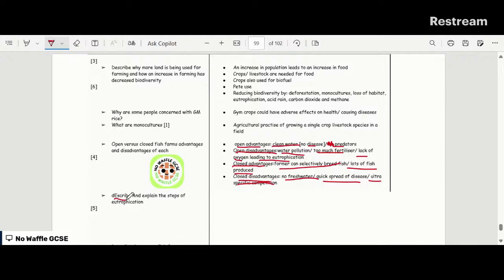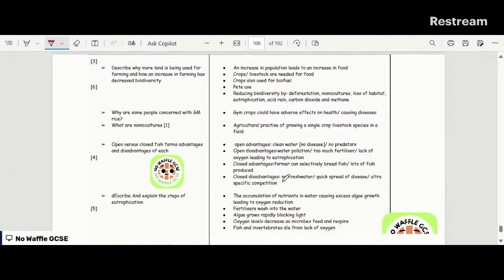And finally, we're going to look at the last bit, describe and explain the steps of eutrophication. So I explained that through the diagram. You've got the accumulation of nutrients in the water caused by leaking fertilizer from careless farmers. This causes excessive algae growth. This leads to a reduction of oxygen. The fertilizers then wash in the water. That should be the first thing. The algae grows rapidly, blocking the light. The oxygen levels decrease as the microbes feed and respire. Fish and invertebrates die from the lack of oxygen and also from carbon dioxide poisoning.